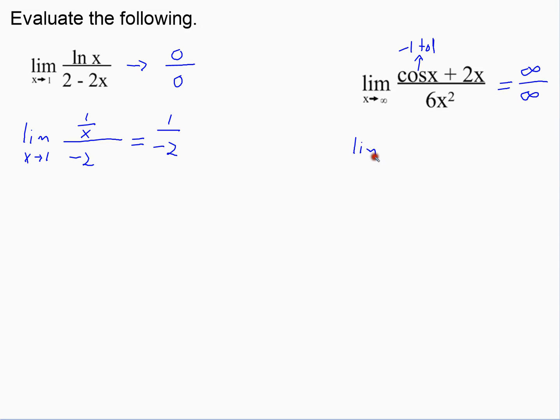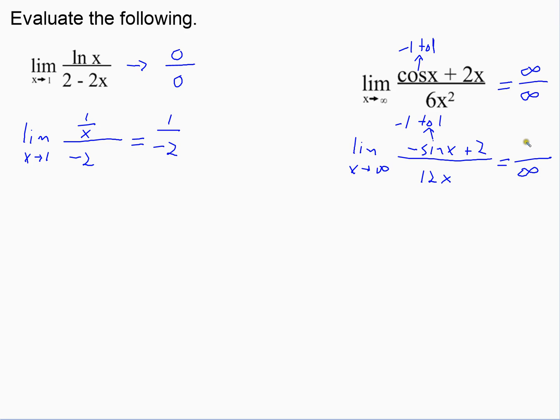We'll take the limit as x approaches infinity and take the derivative of the numerator. Derivative of cosine is negative sine, plus 2. And then the derivative of this is 1 over 2x. Now applying our limit, this is the same idea as what we had up top. This is going to go between negative 1 and 1. And this is going to be 2, obviously. So our numerator is going to be somewhere between 2 minus 1, which is 1, and 2 plus 1, which is 3. So somewhere between 1 and 3, but our denominator is going to be infinity.